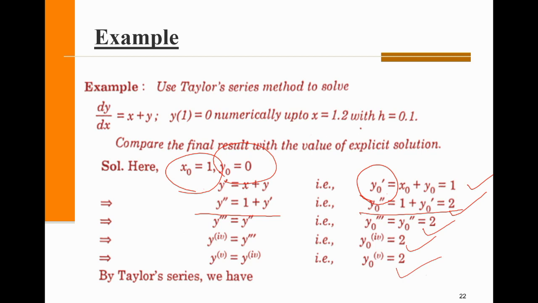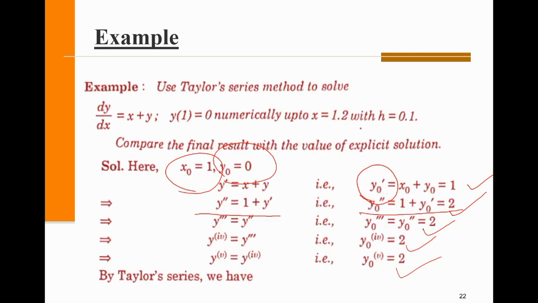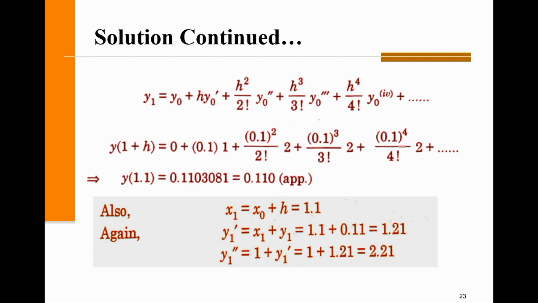Now all the values you have calculated here. See, you know what h is, you know what y0 dash, y0 double dash, y0 triple dash are, and so on. The more derivatives you take, the more accurate values you will get. So substitute all the values here, and you will get the value of y at 1.1. Now this y at 1.1 becomes your y1. Now what is x1? x1 is x0 plus h, so x1 becomes 1.1. In a similar way, as you have calculated the derivatives here, you can calculate the derivatives y1 dash, y1 double dash, and all these values by substituting x1, y1 in place of x0, y0, as you have done in the previous step.